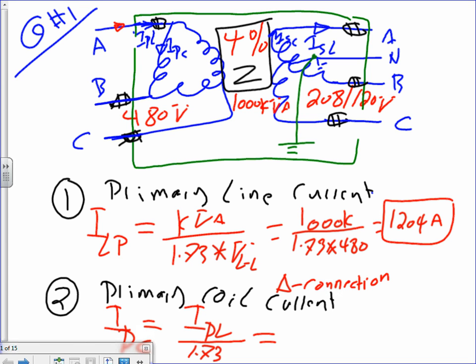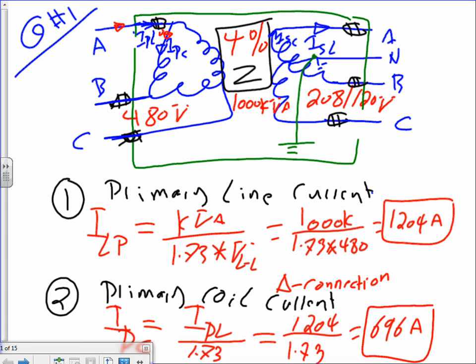On the coil current, everybody can see where the coil current is going, right here. The coil current is typically the phase current divided by 1.73, so it's a percentage of the phase current, not all of it. You take your phase current, 1,204, divided by 1.73, and you get 696 amps. That's my coil current.